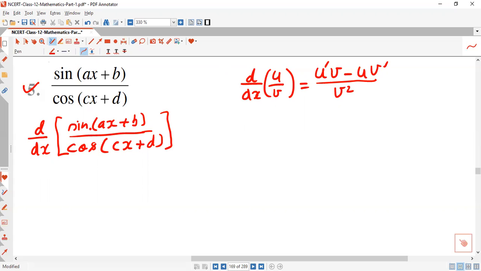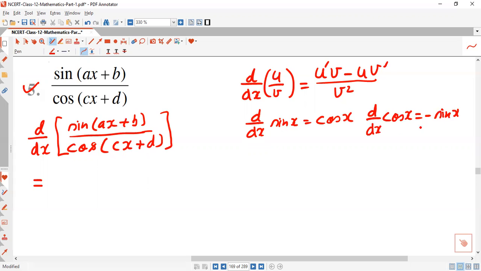Here u equals sin(ax + b) and v equals cos(cx + d). If we differentiate this, what do we see? First, I want to differentiate sin(ax + b). Again, the formulas: you know very well that dy/dx of sin x equals what? Cos x. And dy/dx of cos x equals what? Minus sin x. We know this formula.